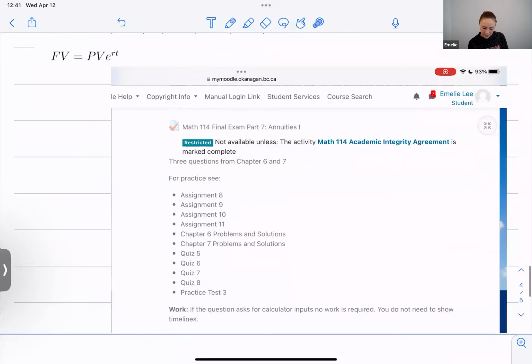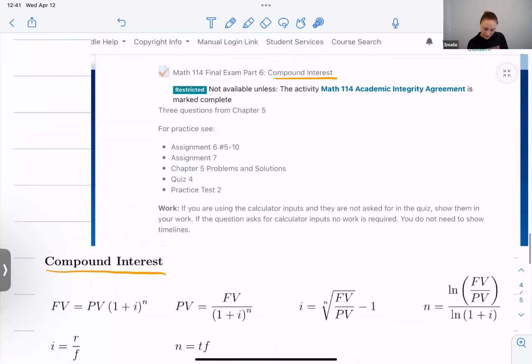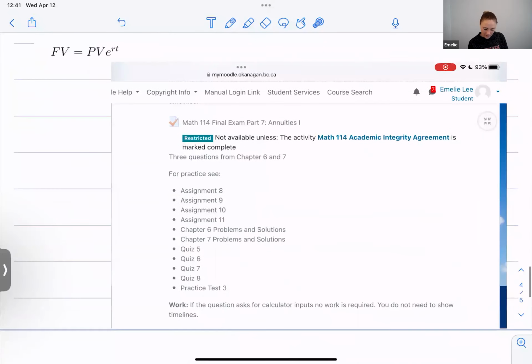So now, that was part 6. Part 7, annuities 1. It's going to be 3 questions from chapter 6 and chapter 7. Remember, chapter 6 and chapter 7 were just regular annuities, where the payments are at the end of the payment period, and annuities due, where the payments are at the beginning of the payment period. It's the only change, but all the concepts stay the same. You've had lots of practice.